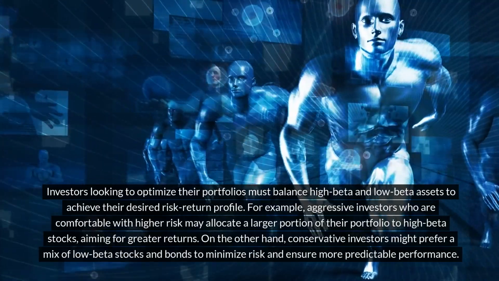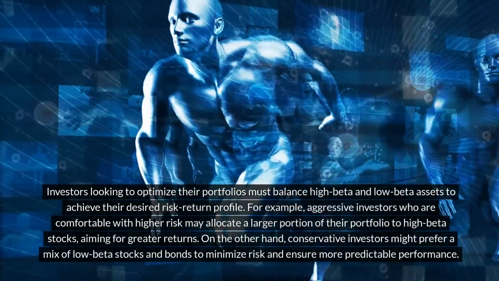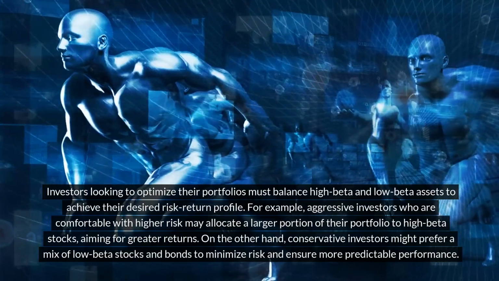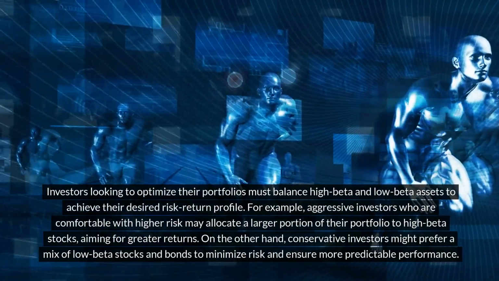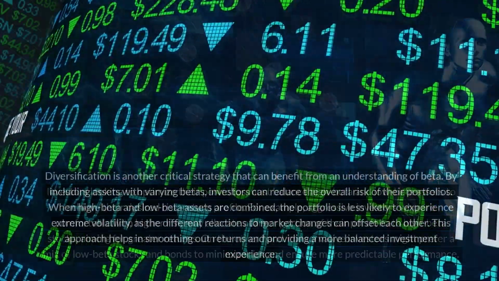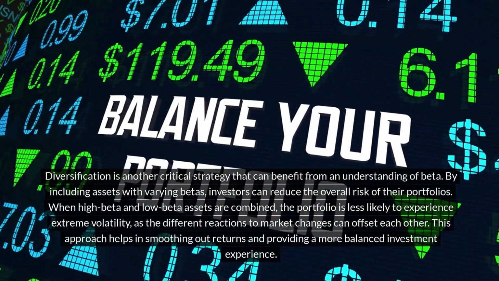For example, aggressive investors who are comfortable with higher risk may allocate a larger portion of their portfolio to high beta stocks, aiming for greater returns. On the other hand, conservative investors might prefer a mix of low beta stocks and bonds to minimize risk and ensure more predictable performance. Diversification is another critical strategy that can benefit from an understanding of beta.